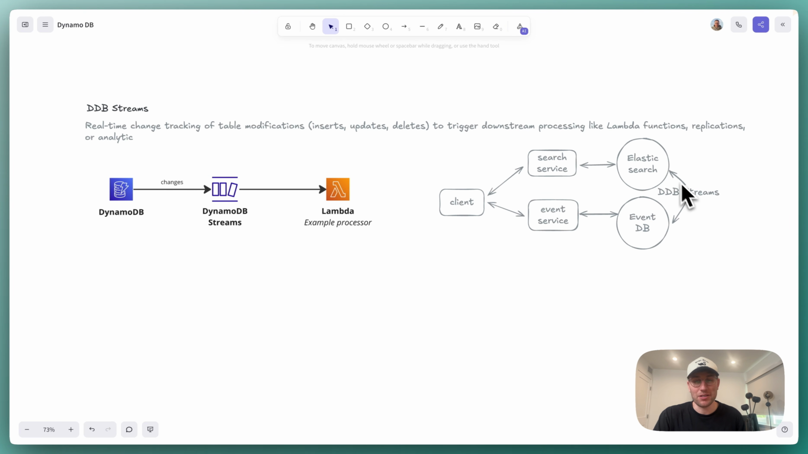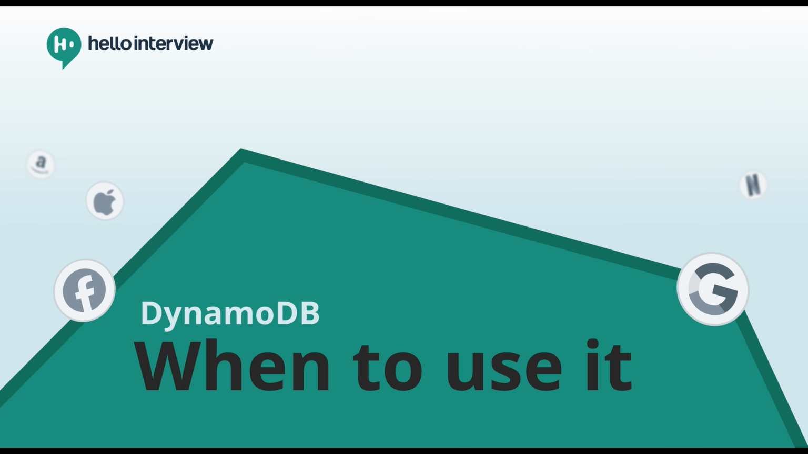You would have some Lambda, like this drawing is how we do it in a system design interview typically, but it's an abstraction. You'd have some Lambda here that takes any changes and then goes and issues some query or some write operation to Elasticsearch in order to update the data there accordingly. So if you need CDC and you're using DynamoDB, you can just say that you'll use DDB streams.